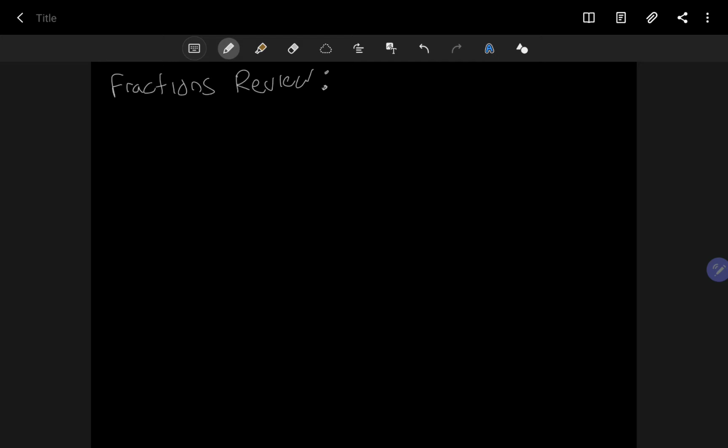Is it good? Okay, so with our fractions review, the first thing that we're going to look at is multiplication and division. And so in this case, we're going to look at our first example. Our first example is going to be 1 over 2 times 3 over 5.